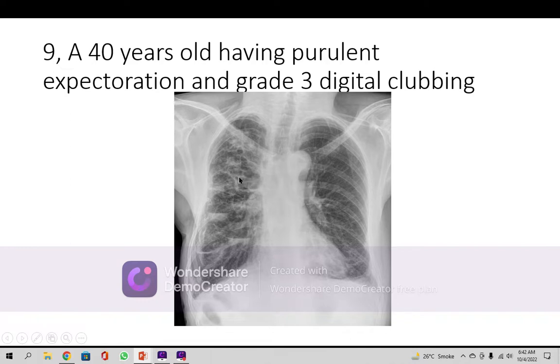There are macro reticulations seen, and they are crossing over, bridging, and causing the impression of honeycombing with fluid levels. You can see this is the fluid level, this is the fluid level, this is the fluid level. Adding the scenario with these findings and also the flattening of the dome of the diaphragm.